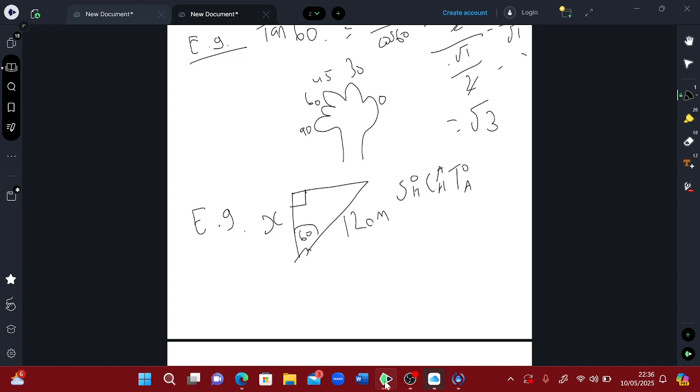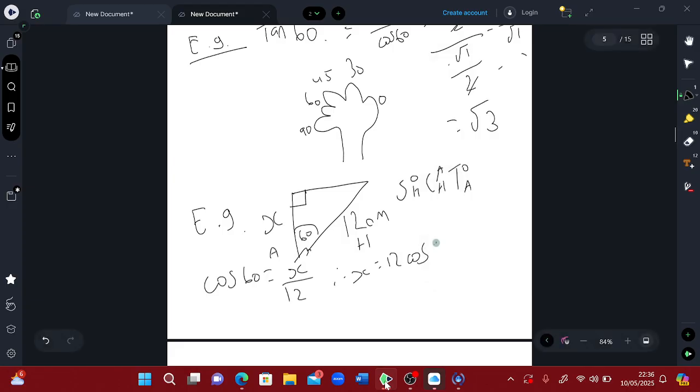Okay, so this is the hypotenuse H, and this is going to be the adjacent. So we're going to need to use CAH, aren't we? So cos 60 is going to be x, the adjacent, over hypotenuse 12. Therefore, x is going to be 12 cos 60.